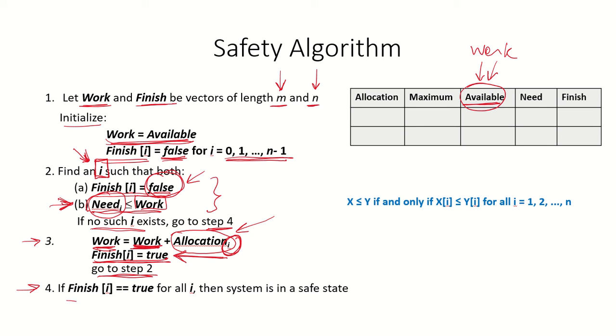In the last step, we check if finish[i] is equal to true for all i. That means all the processes have been allocated resources and they have completed execution. That means the system is in a safe state. We have been able to find the safe sequence. And what is the safe sequence? You can check my earlier video on deadlock avoidance, which discussed what a safe sequence is. So that means we have been able to find the safe state, and the resources can be allocated as per the requirement of the processes.